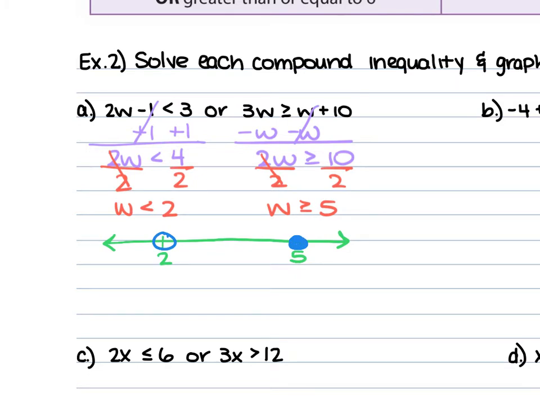Now, to tell which way you're drawing your lines, the w is less than 2. That means you're going to draw your line to the left. The sign points to the left. W is first. You're going to draw the line to the left. For the w is greater than or equal to 5, we're going to draw the line to the right because the w comes first in our inequality. The sign points to the right, so our line's going to run to the right. When you go to write your solution for this, you are going to have w is less than 2 or w is greater than or equal to 5.